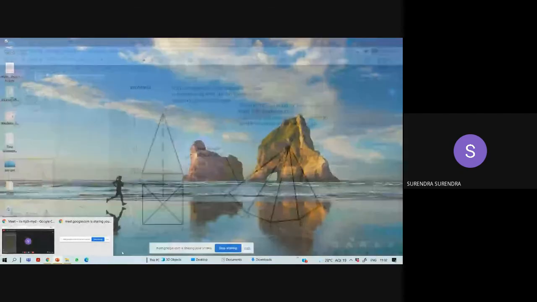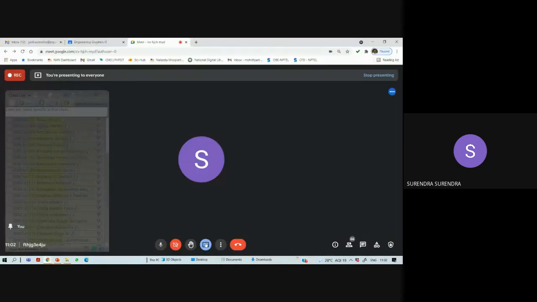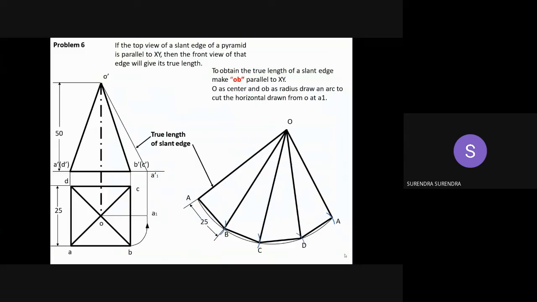I'm presenting the screen again. Can you see the screen? Is it clear?